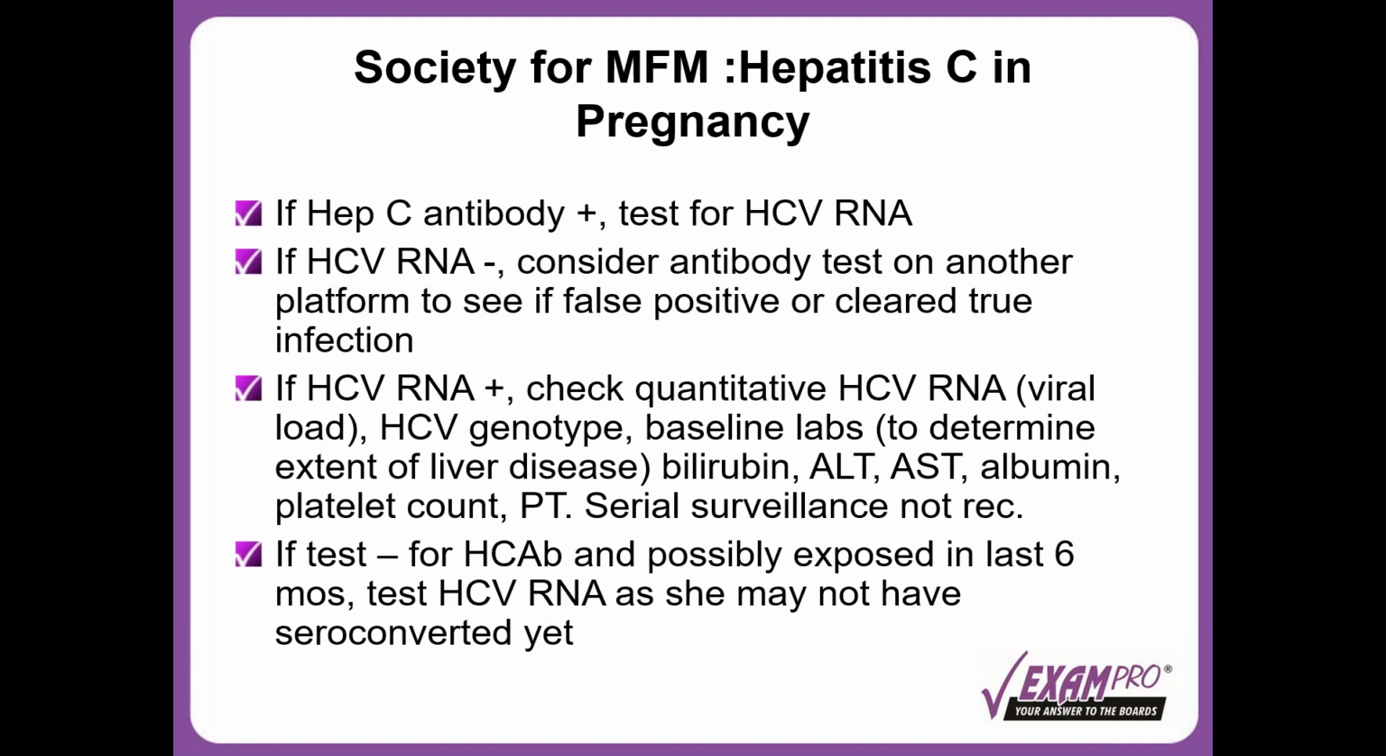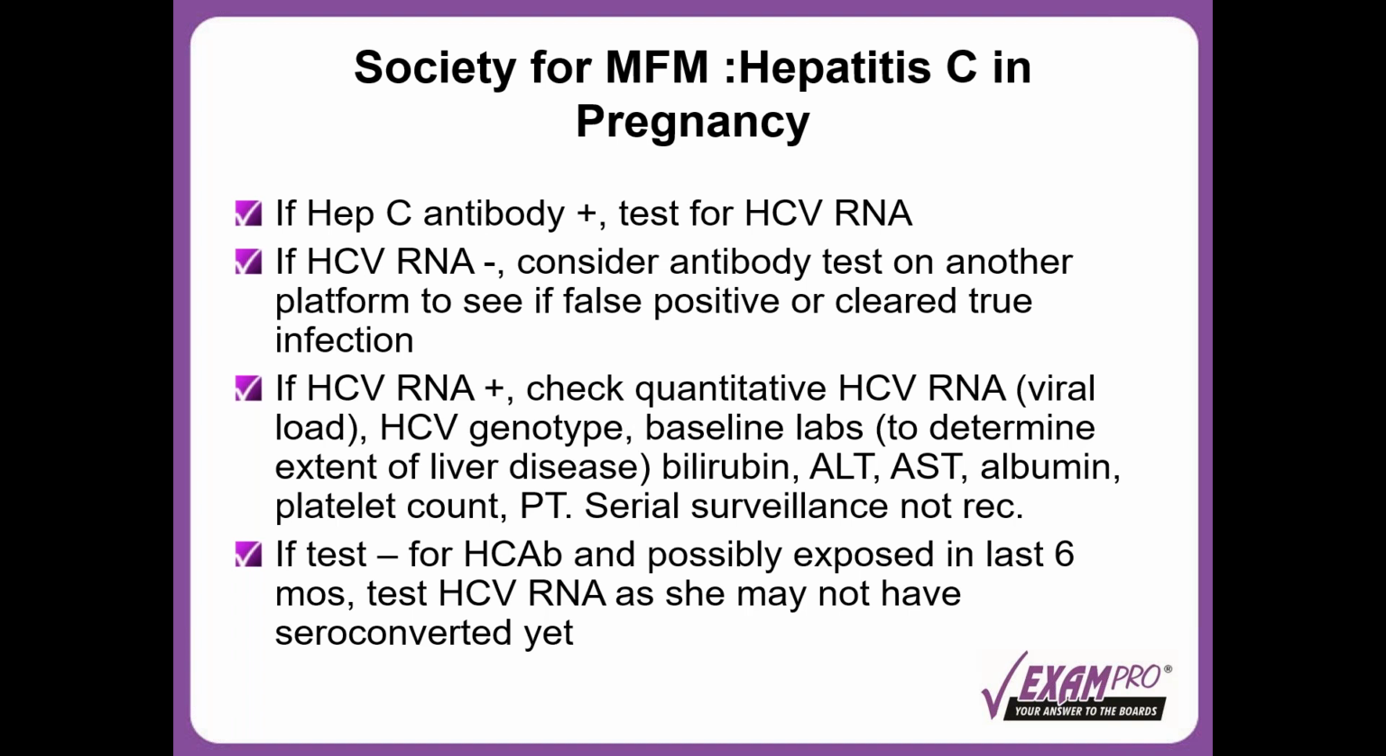If the hep C RNA is positive, so now you've got the hep C antibodies positive and the hep C RNA positive, then you're going to get a quantitative level, which is the viral load, and you need to check the hep C genotype because there are 6 different genotypes, and the genotype does determine which therapy is going to be most efficacious. You're also going to get baseline labs to determine the extent of liver disease. You're going to check a bilirubin, ALT, AST, albumin, platelet count, and a PT. However, I would have thought serial surveillance would be recommended, and at this point in time, they don't recommend it. They just say you get that as part of your initial workup.